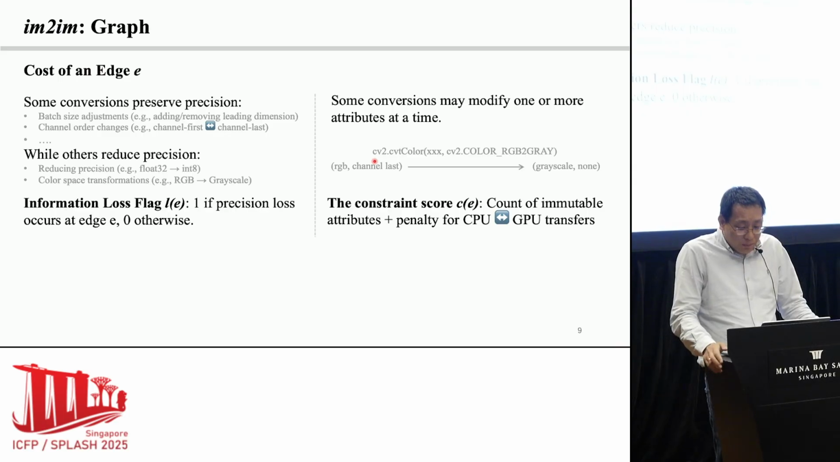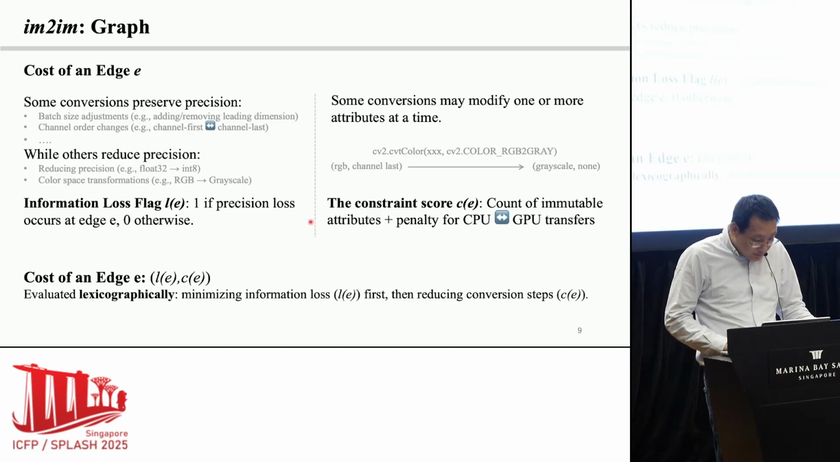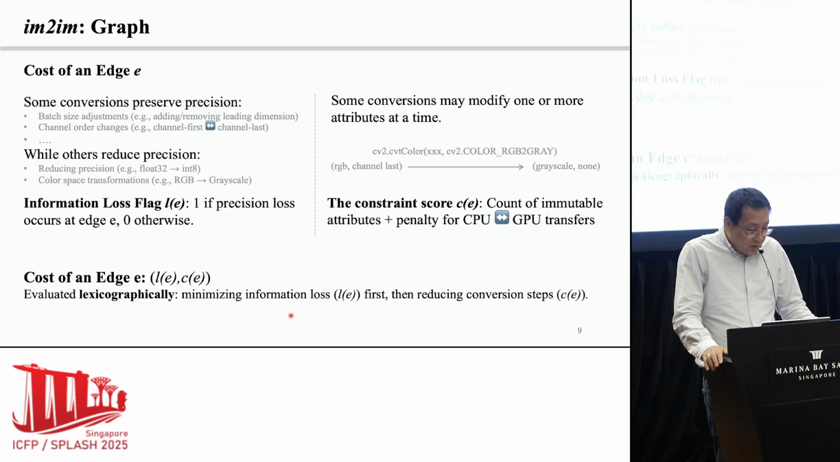Some conversions may modify one or more attributes at a time. So we computed a constraint score, which counts the number of immutable attributes changed by the conversion edge, plus a penalty if the conversion process crosses the CPU and GPU boundaries. The total cost of an edge is a tuple with these two elements. This cost is evaluated lexicographically, which means we prioritize preserving information and only then try to minimize conversion effort.